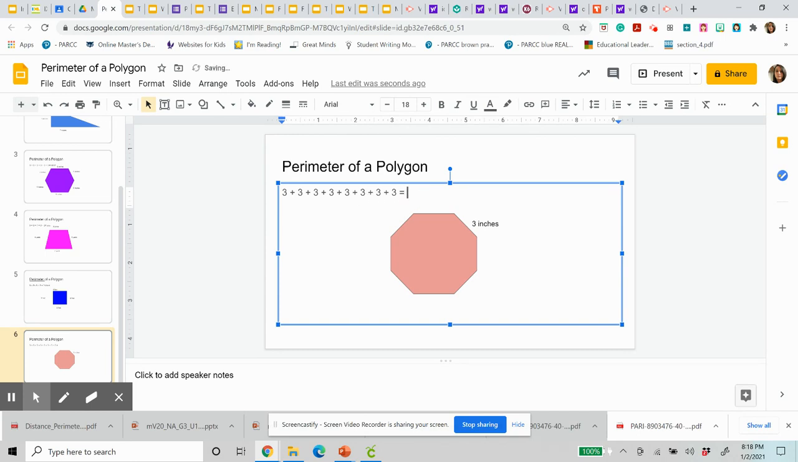So what's the answer to this equation? We can simply keep adding 3's, but if we know this in our head, it would make it quicker. And oh, I think I like that number, right? 24. Everything was 24. I didn't mean to do that. Okay, so 24 inches is the perimeter. It's the outer edge. You're adding up all the sides.